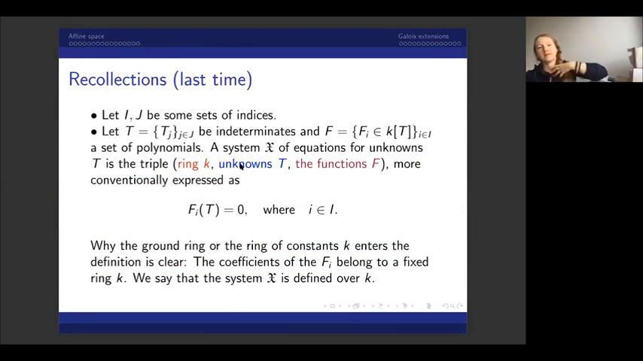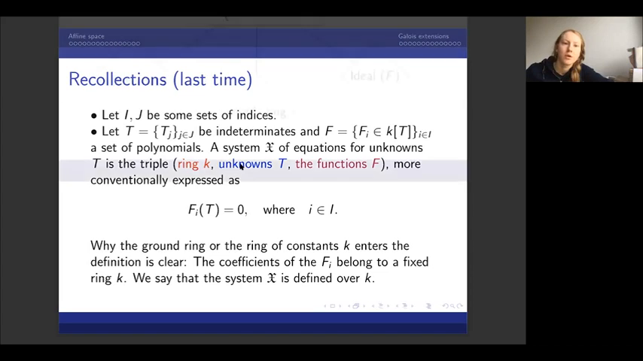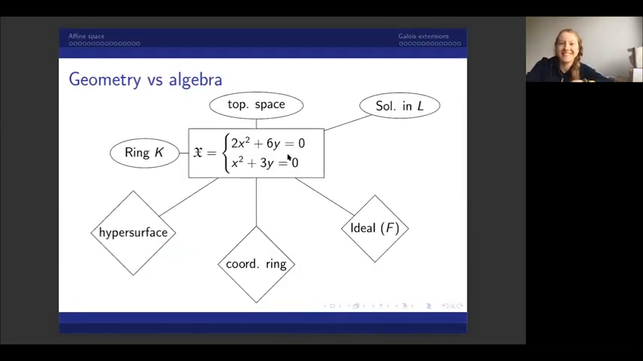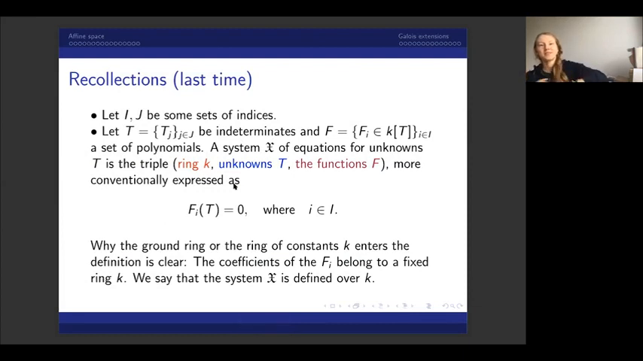I'll just recall what we have been saying. And my aim will be to establish a dictionary between some very formal algebraic geometry and some things which we all like, like this. So we need some finite set of indices, I and J. And we need also some unknowns, so T, the indeterminates. And you need also a finite set of polynomials, with coefficients in K, your ring.